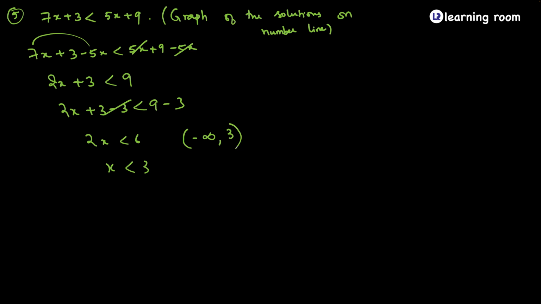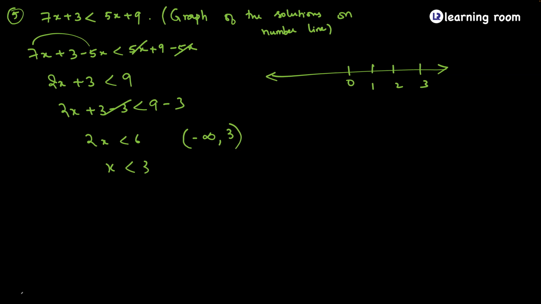Shall I proceed? Have a doubt? Oh, sorry, we didn't draw the graph. So listen, x belongs to minus infinity to 3. We need to draw the graph for this on a number line. You take a number line, draw 0, 1, 2, 3.